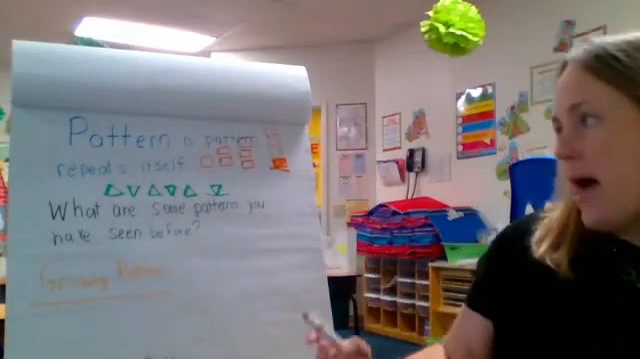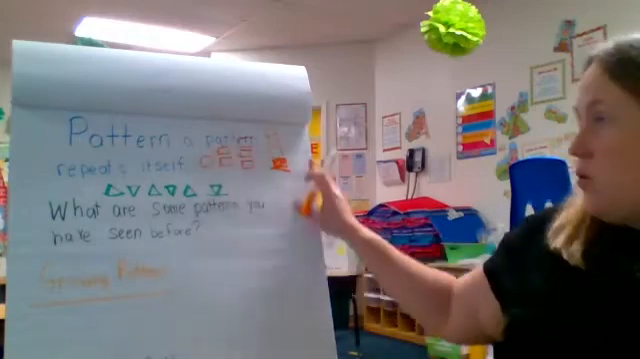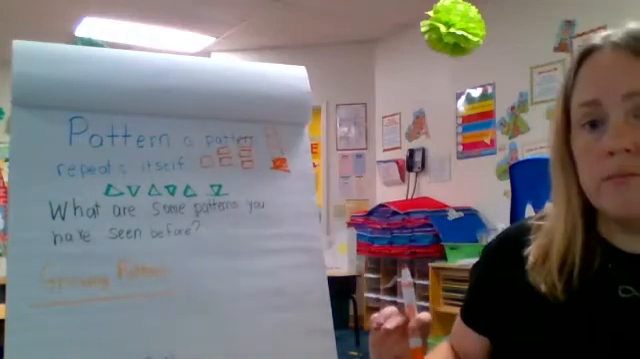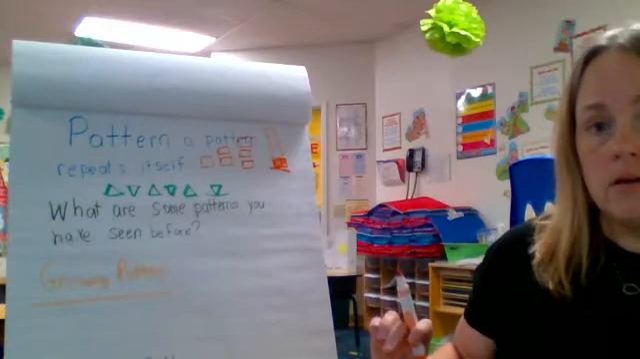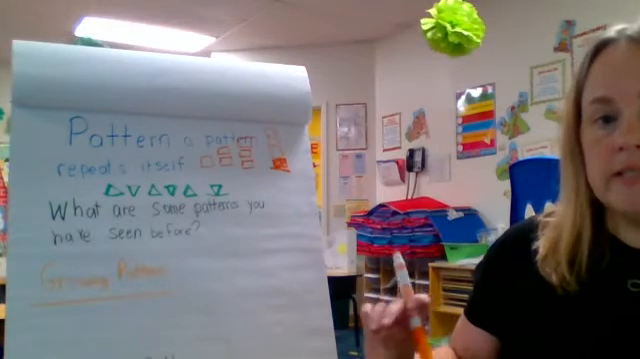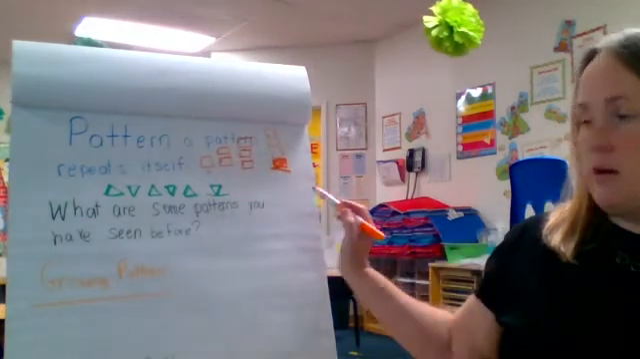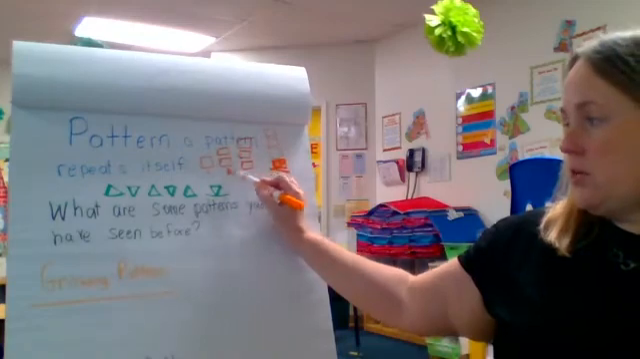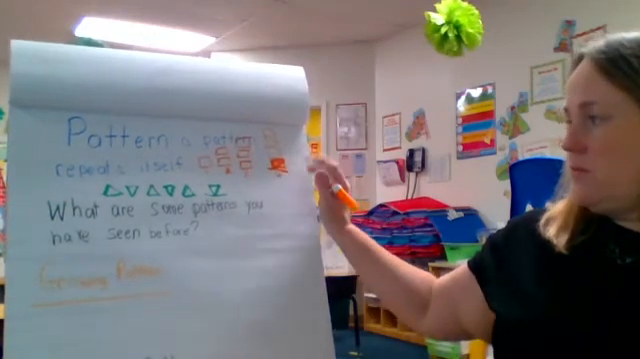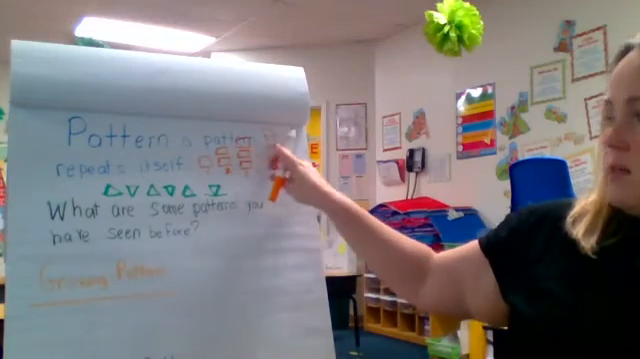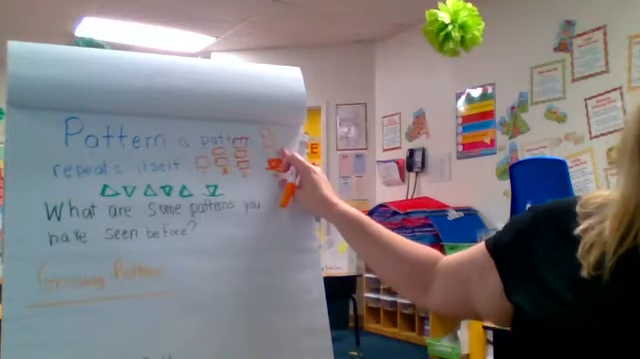Now, let's think about the other kind, a growing pattern. So this one is a growing pattern. Can you think about a reason why we would call this a growing pattern? Growing means that something's getting bigger. So it starts out with 1 here, and then it goes with 2, and then 3, and then 4. Each time it's getting a little bit bigger. It's growing just like stair steps, okay?